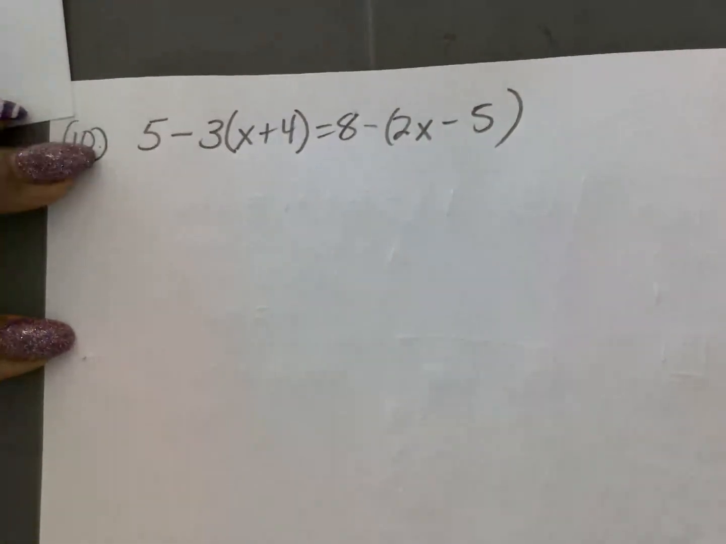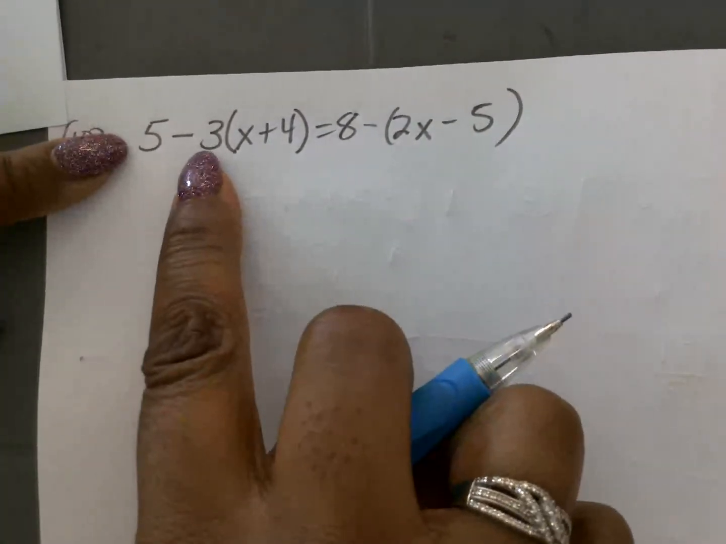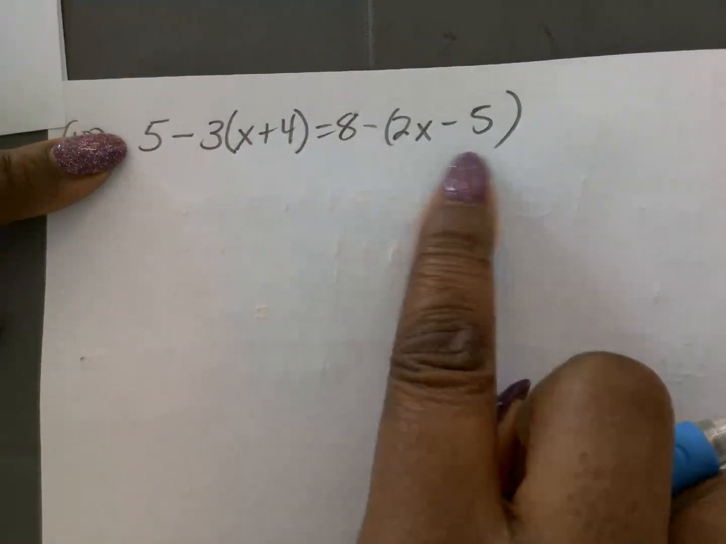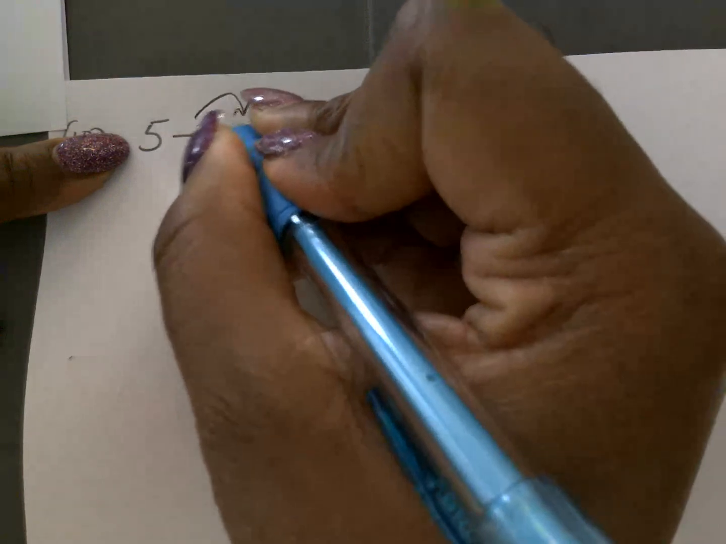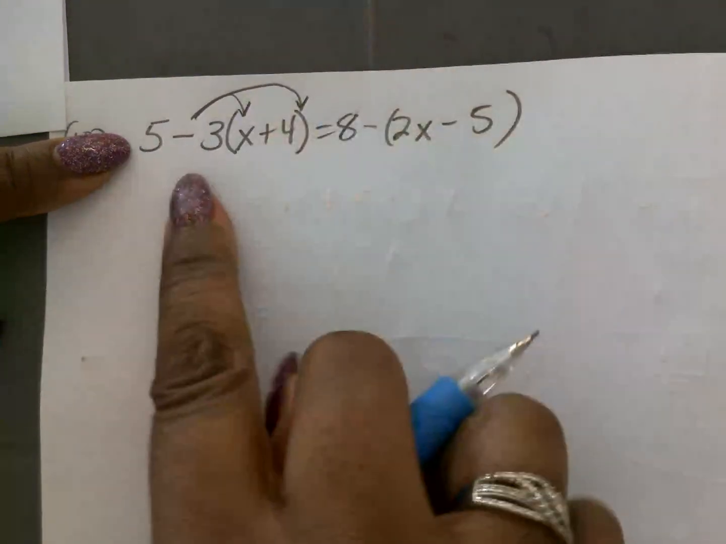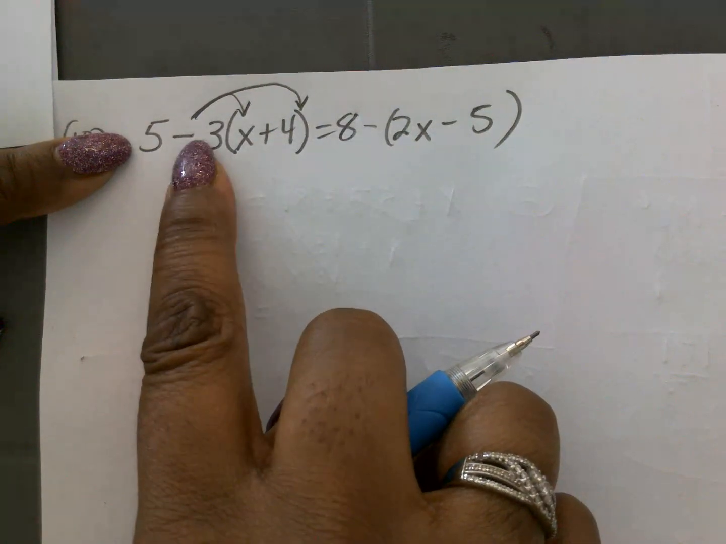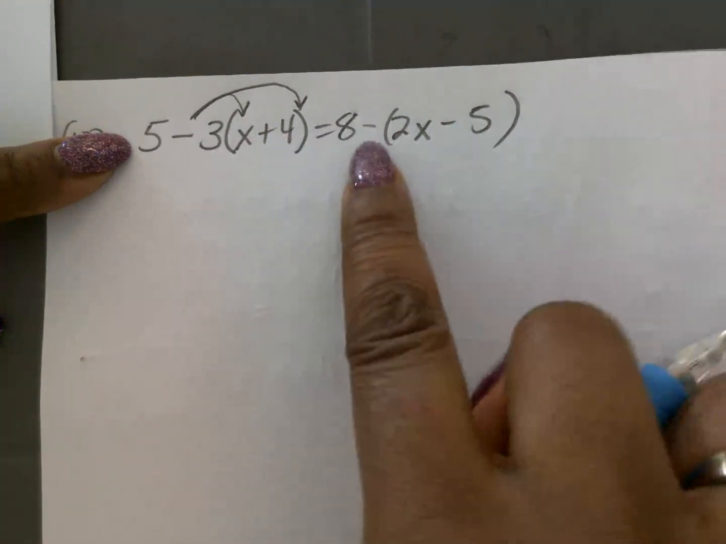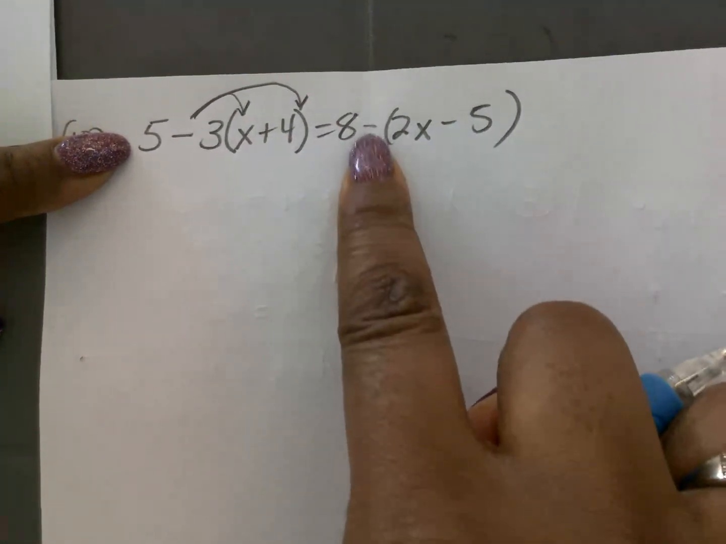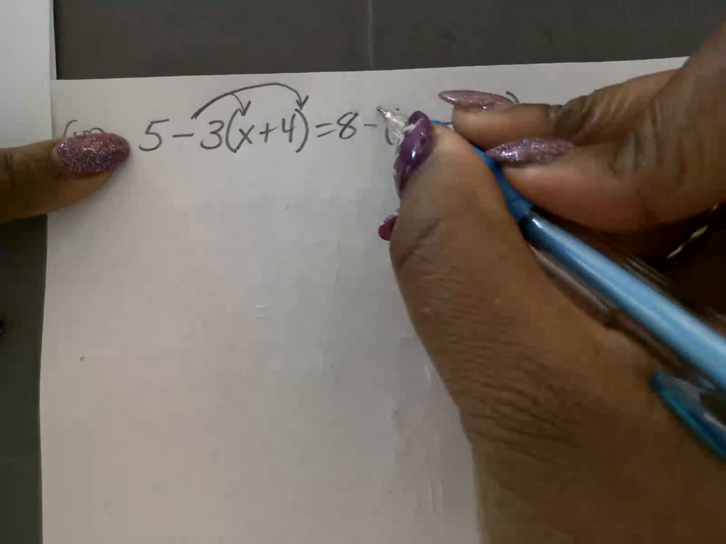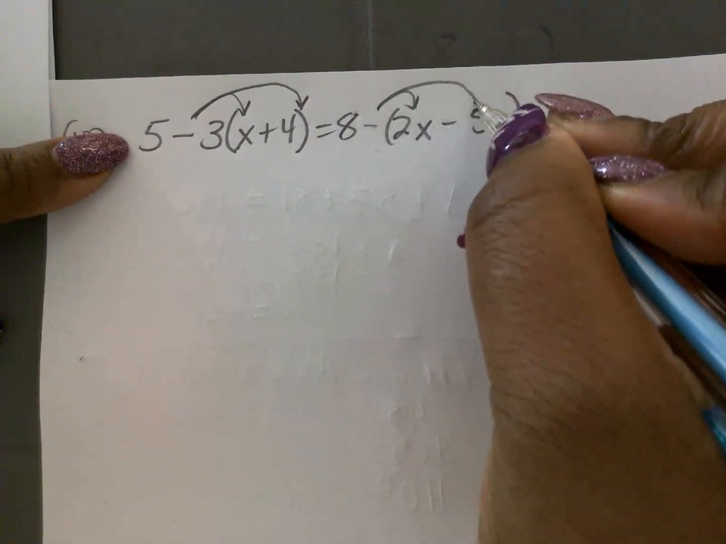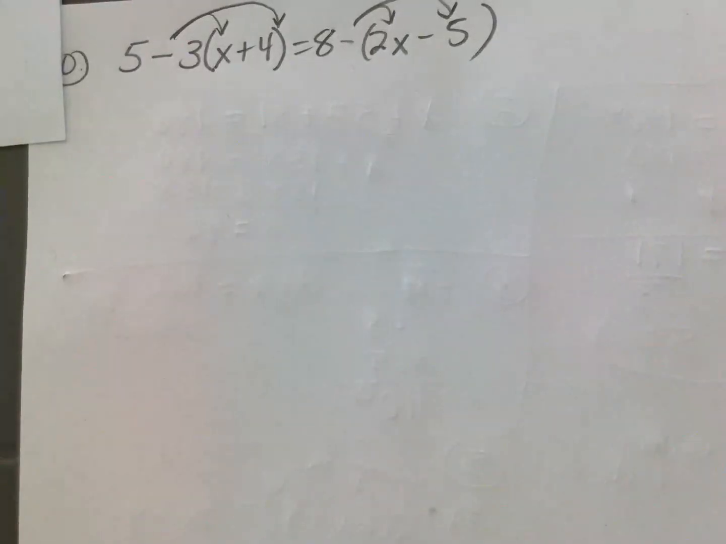Distributive property comes first. So here we have distributive property on this side and on this side. This is a negative 3. You're going to distribute or multiply a negative 3 times both numbers in the parentheses. Negative is in front of it, okay? Here, this is a negative that's in front of the parentheses, so you're just going to distribute the negative. You can treat it like a negative 1, okay?